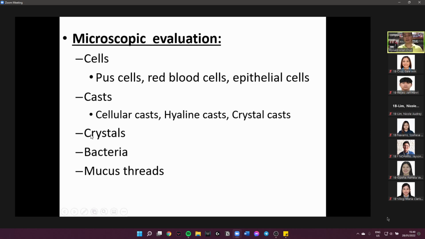Crystals are also important, like calcium oxalate crystals, urate crystals, etc. That should give you an idea of some pathologic problems that might arise. For example, if you're entertaining kidney stones, one of the more common causes of kidney stones would be calcium oxalate crystals. Bacteria, of course, you need to check if you have bacteria. Sometimes yeast too. If you have a yeast infection, you could also see that in the microscope. And your mucus threads.